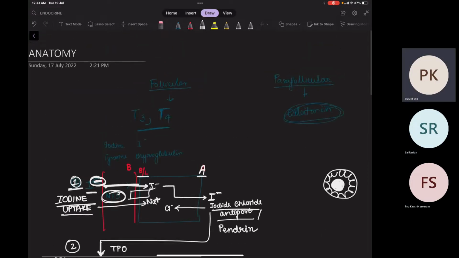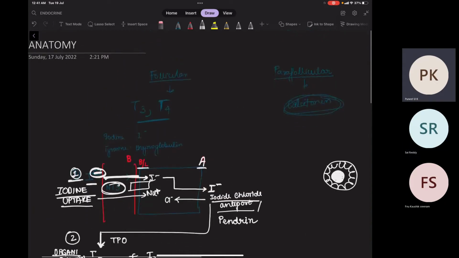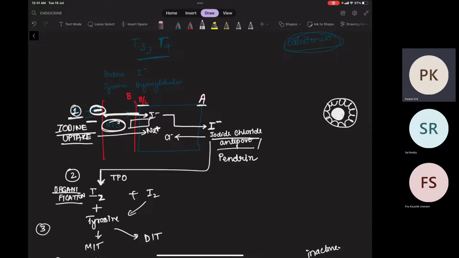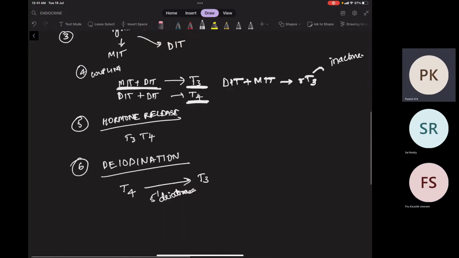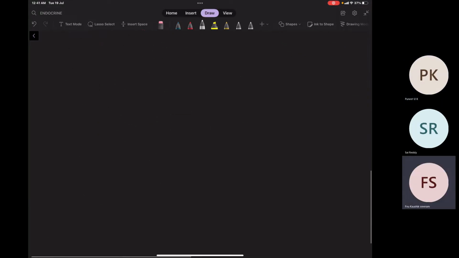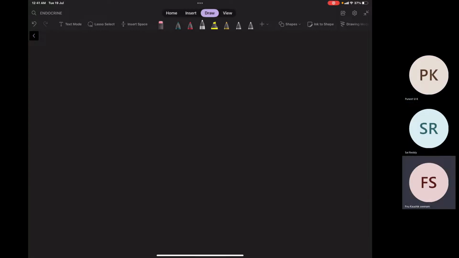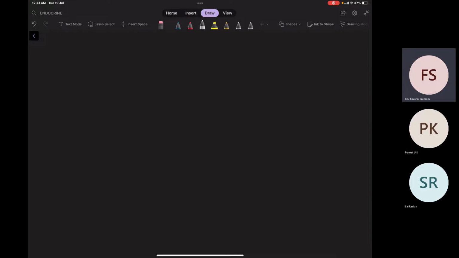Now we'll go again stepwise. The first step: iodine uptake happened. You have I minus in your plasma, in your blood vessel. Then you have the follicular cell; the side towards the blood vessel is basolateral.